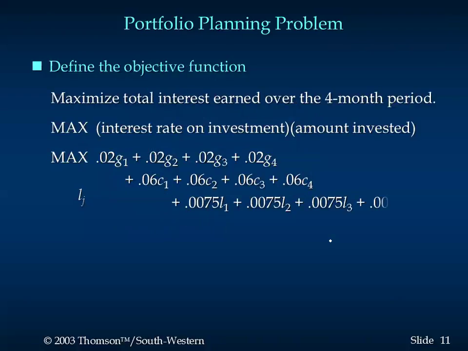So let's see what happens. We're maximizing the total interest earned over the 4-month period. So basically we invest G1, G2, G3, G4 in government bonds in the 4 months, C1, C2, C3, C4 in construction loans, and L1, L2, L3, L4 in local loans. Government bonds earn 2% interest in 2 months, construction loans 6% in 3 months, and local loans 0.75% per month.